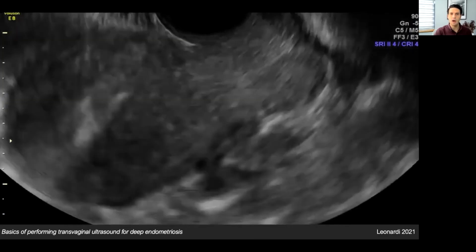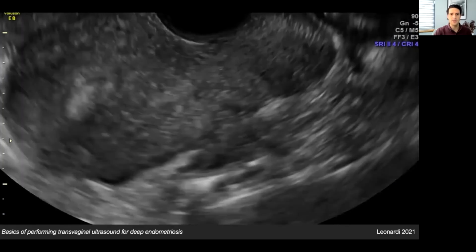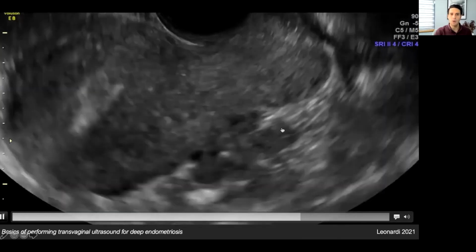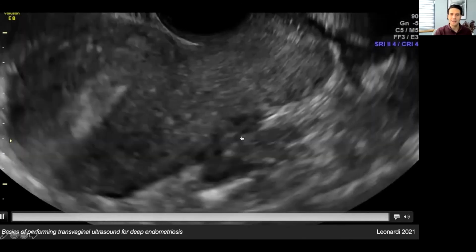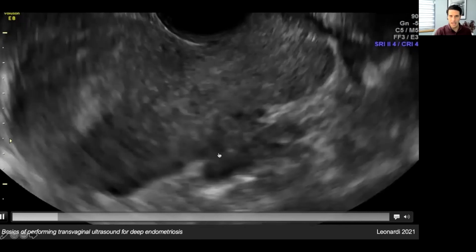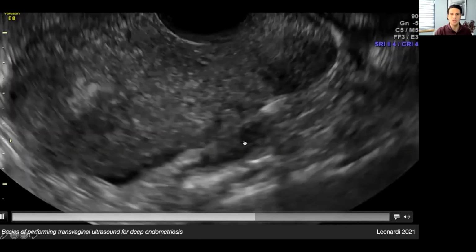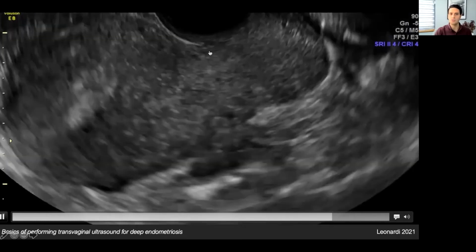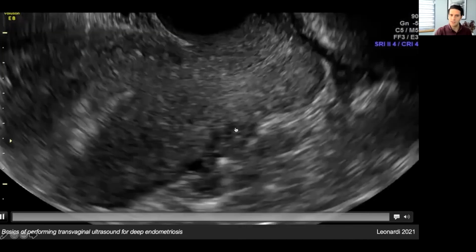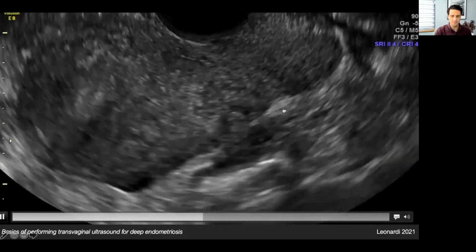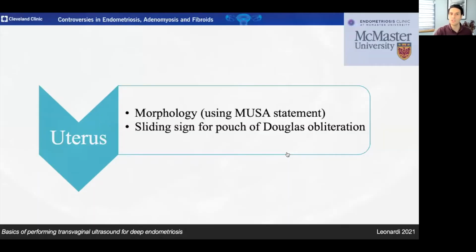In this clip, our probe is in the anterior fornix. You can appreciate that just posterior to the uterus, there is a hypoechoic lesion, but you don't see it as crisp as you did in the last clip because of the distance the probe has to the lesion and also the necessity to look through the uterus. So you can tell that there's something there, but this is not necessarily the best way to evaluate for bowel endometriosis.